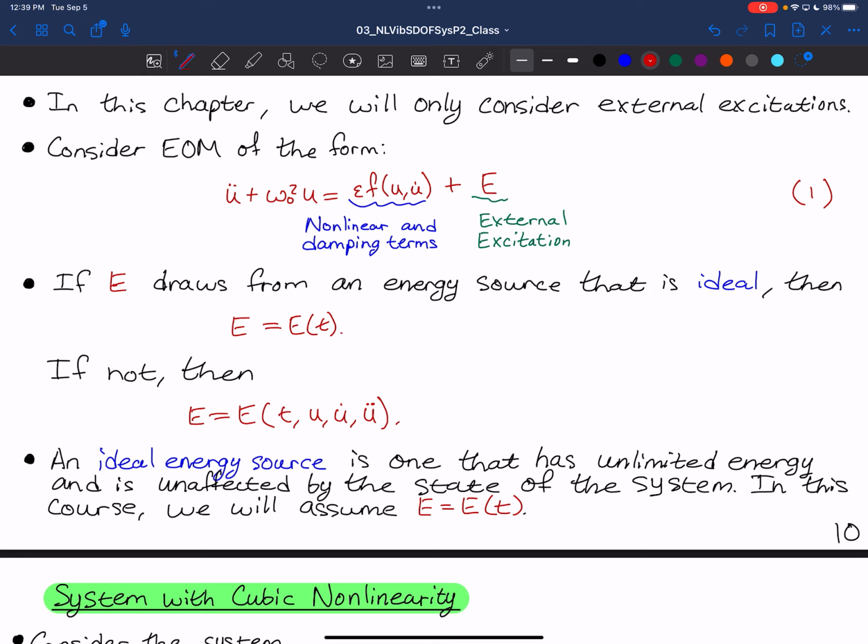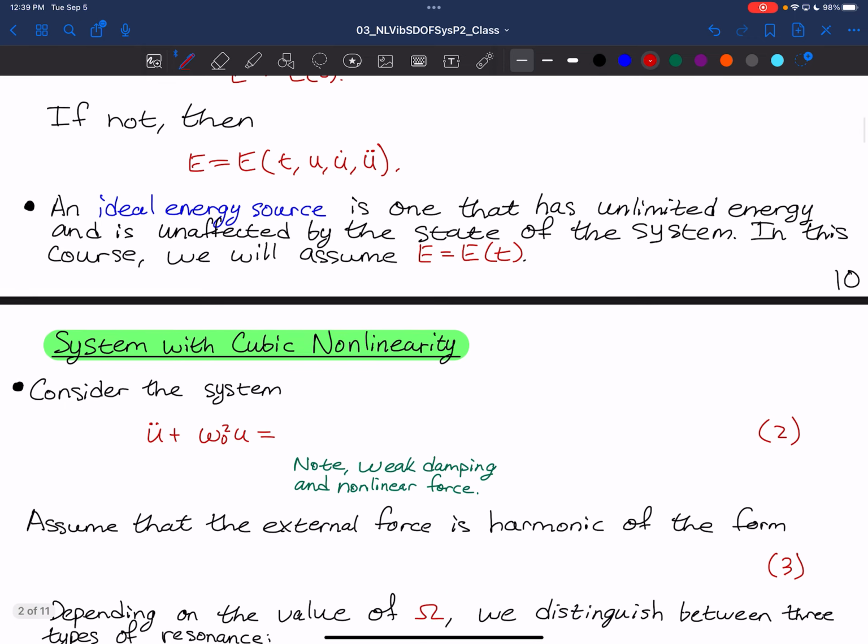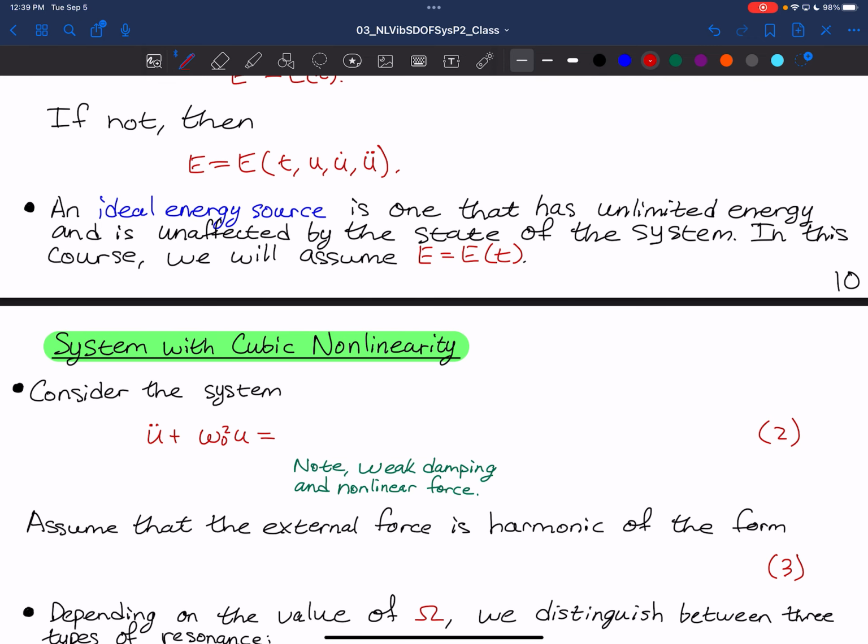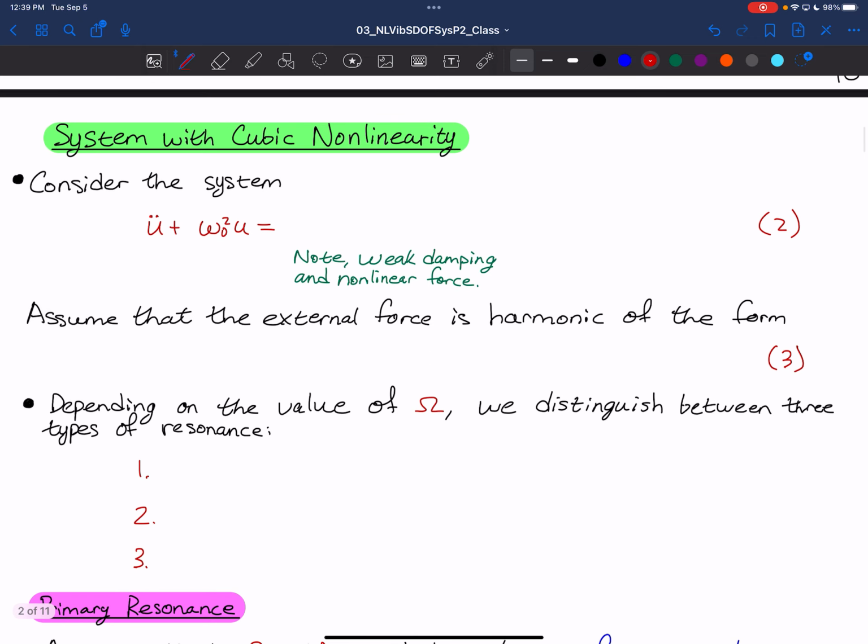And when you've done linear vibrations, this is what you would have seen as well. You would have already inherently made this assumption when you write down that the forcing is just cosine of omega t or something. You're inherently assuming it's an ideal source. Okay, we're going to consider just a system with cubic nonlinearity here. You could add other terms and study those as well. In this case, we're just going to stick with cubic nonlinearity.